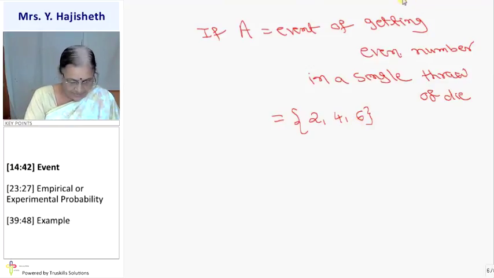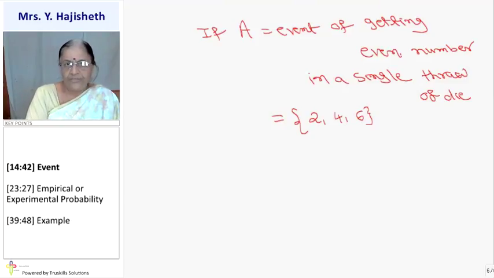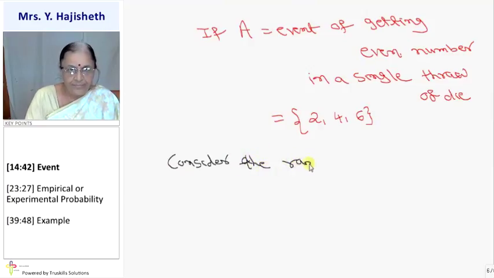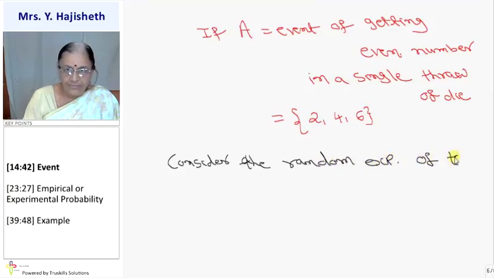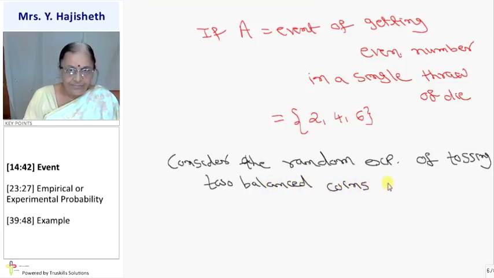Okay, clear? Now consider the random experiment of tossing 2 balance coins once, or 1 coin twice.